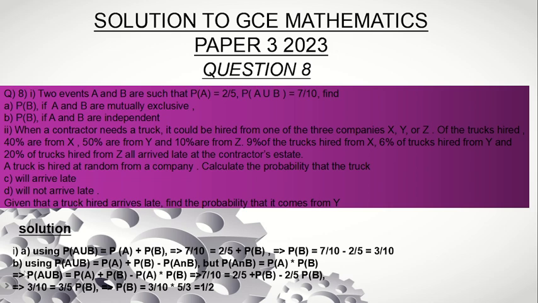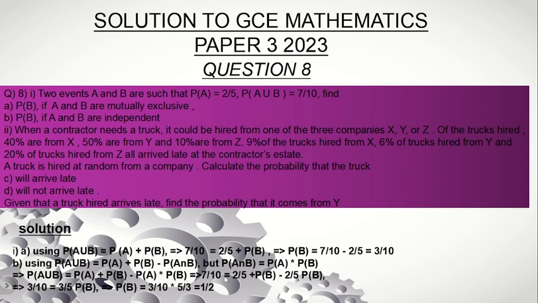Now for the B part, we use the probability of A union B equals the probability of A plus the probability of B minus the probability of A intersection B. In an independence relation, the probability of A intersection B equals the probability of A times the probability of B. So we replace the value of the probability of A intersection B, and we get the probability of A union B equals the probability of A plus the probability of B minus the probability of A times the probability of B. This implies that 7 on 10 equals 2 on 5 plus the probability of B minus 2 on 5 times the probability of B. Making the probability of B the subject, you get the probability of B to be equal to half.